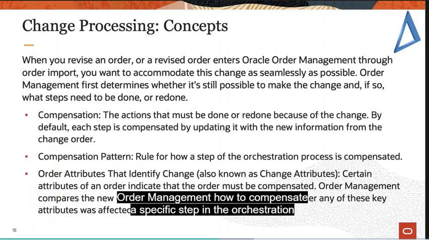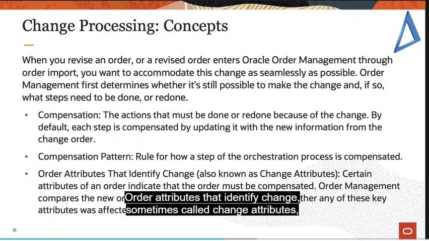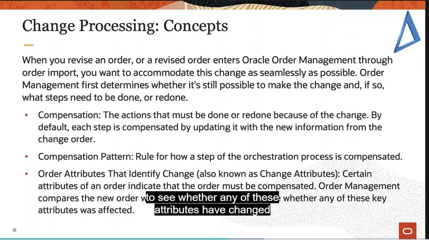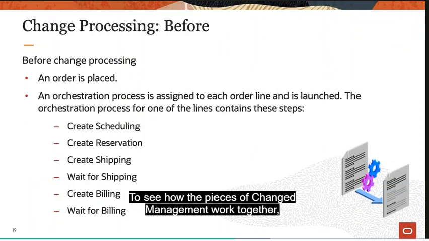A compensation pattern is the rule that tells Order Management how to compensate a specific step in the orchestration process. Order attributes that identify change are the key order attributes that signal a change requires compensation. Order Management compares the revised order to the original order to see whether any of these attributes have changed, and then uses that comparison to decide what to compensate. To see how the pieces of change management work together, consider this example.